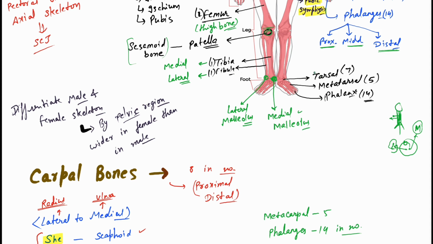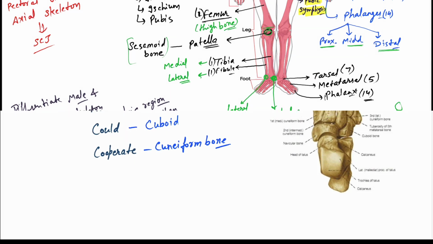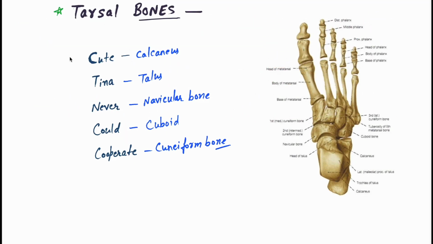Okay, next we talk about the tarsal bones. So tarsal bones, we know that they are 7 in number. As you all know, these are 7 in number. Then we know the mnemonic here. Remember the mnemonic: Calcaneus, Talus, Navicular, Cuboid, Cuneiforms. That is the mnemonic. What is the mnemonic here? The acute Tina never could cooperate.